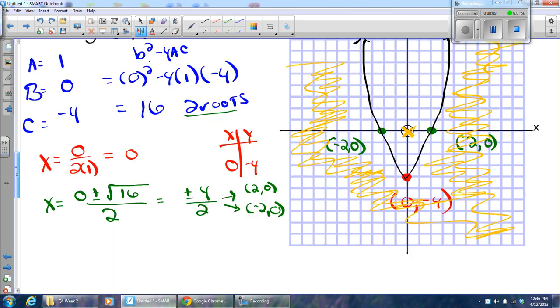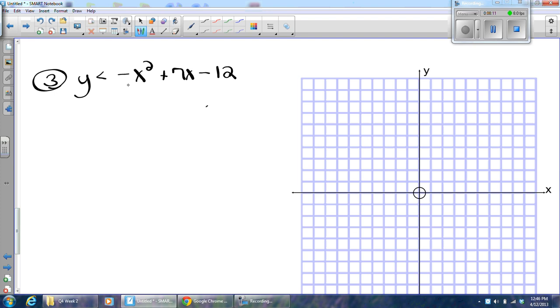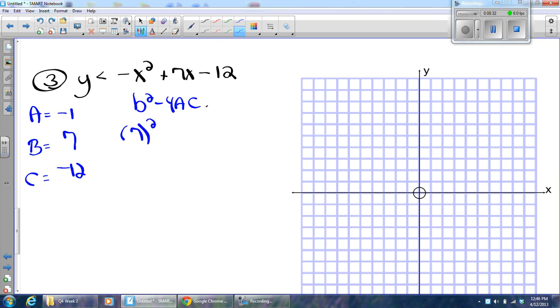Okay, 2 more quick examples. All right, this one here. First off, I'm going to list A, B, C: negative 1, 7, negative 12. Not as melodious as some of them, but it still works. Let's go looking for the discriminant. B squared minus 4AC. So 7 squared minus 4 times negative 1 times negative 12. Looks like 49 minus 48, which is going to equal 1. There are going to be 2 roots.